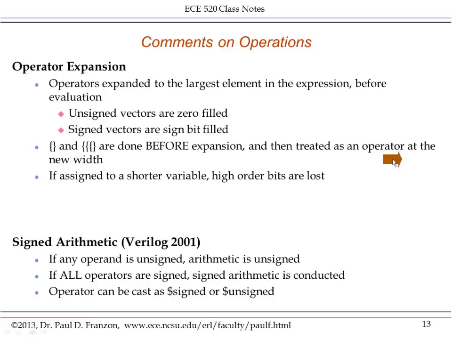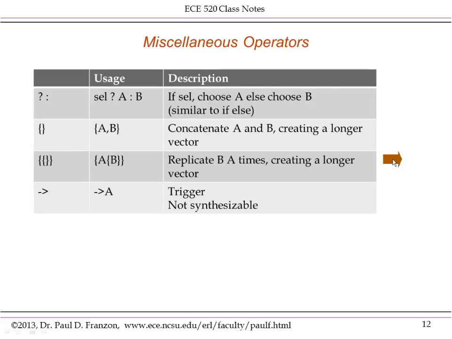Two sets of curly brackets produce replication. That is, here we're replicating b a times. For synthesizable logic, this really only makes sense if a is a number, not a variable, because otherwise you've got variable length logic, which doesn't make sense. You're building hardware, it's real hardware, it's becoming a chip. The logic has to be of some fixed length. There's also a trigger statement in Verilog, which can be used a little like always at statements, but we're not going to use this, and it's also not synthesizable.